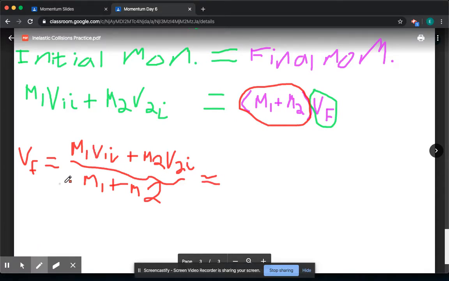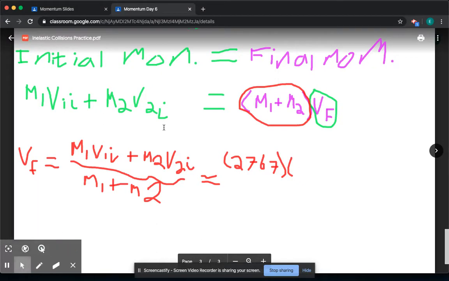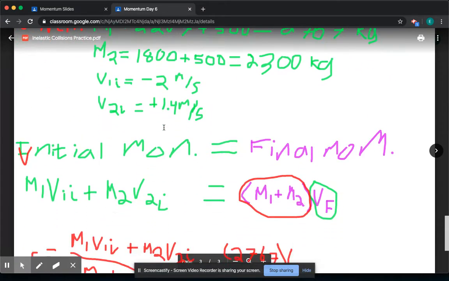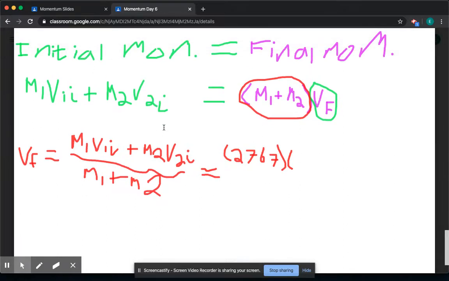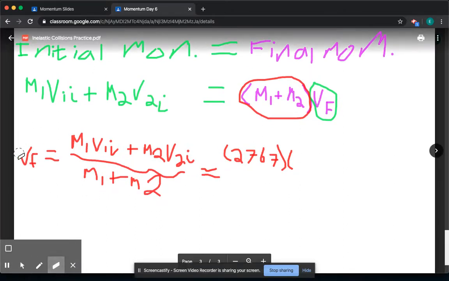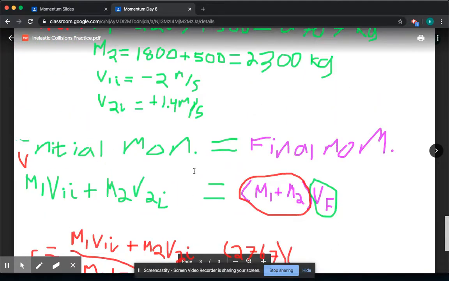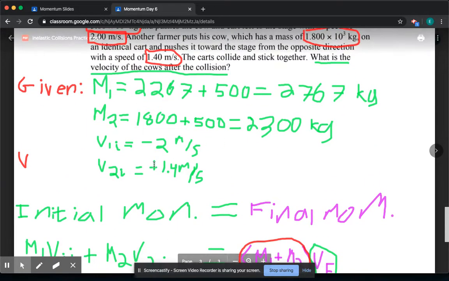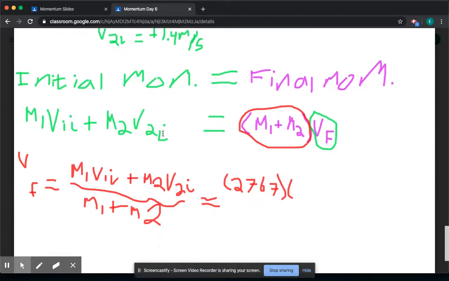So just plug your numbers in. What is our M1? Our M1 is 2767. And what is the velocity? The velocity, again, should be -2. Okay, that's sliding with the screen. It shouldn't be sliding with the screen. All right, yep, it's -2. So let's plug in our -2.